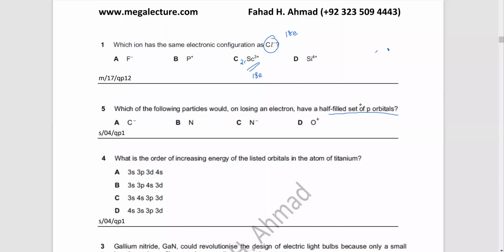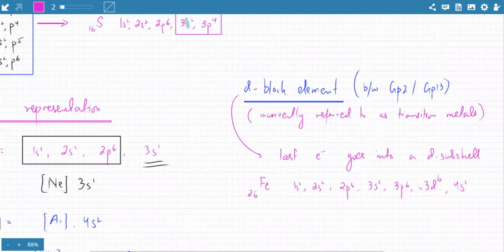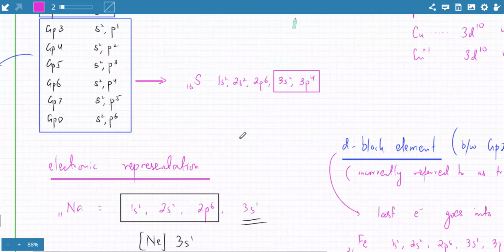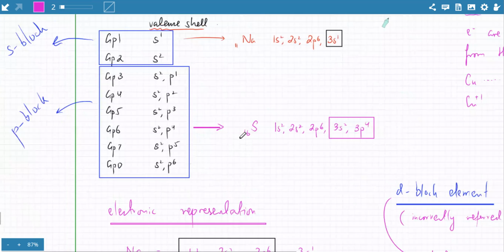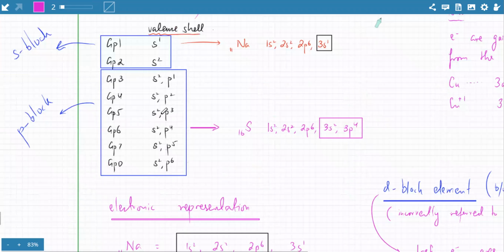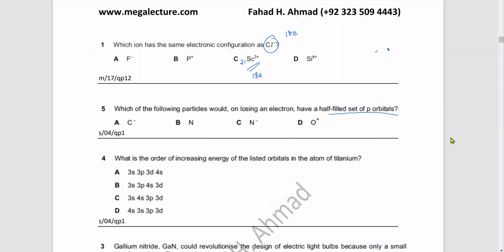Now, there's a lengthier way of doing this question, which is that you write the electronic configuration of all the elements. But that's the whole point: you don't have a lot of time in your AS MCQ paper. So what you're going to do is look at the table that I drew over here. Which group has half-filled p orbitals? It's group 5, right? In group 5, the p is going to be half-filled. P usually has 6 electrons, but here it has 3 electrons. So we're looking for an element that's in group 5.